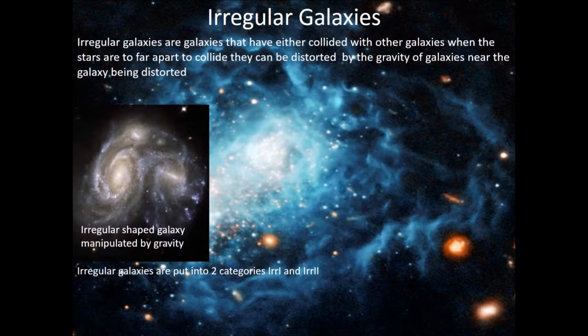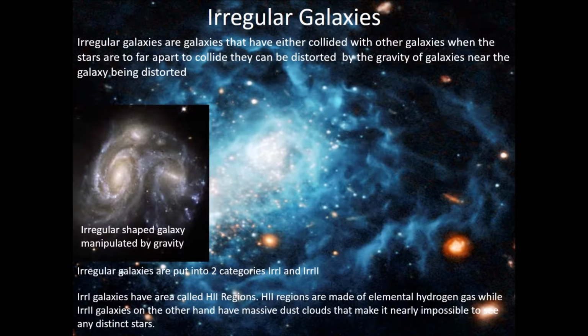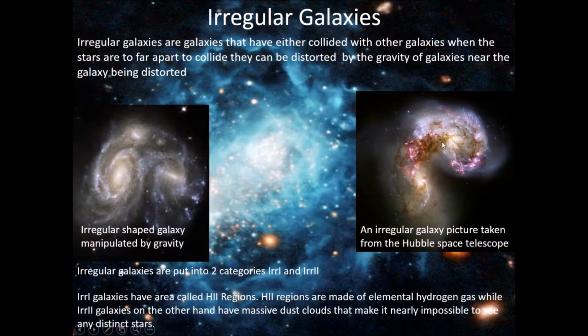Irregular galaxies are put into 2 specific categories: IRRI and IRRII. IRRI galaxies have an area called HII regions. HII regions are made up of hydrogen gas, while the other one, on the other hand, has massive dust clouds, so you can barely see any distinct stars. So this one right here would probably be an IRRI. That, on the other hand, would probably be an IRRII.